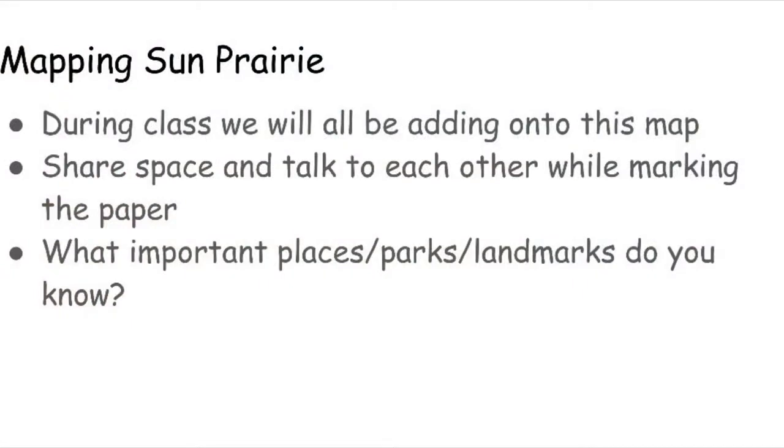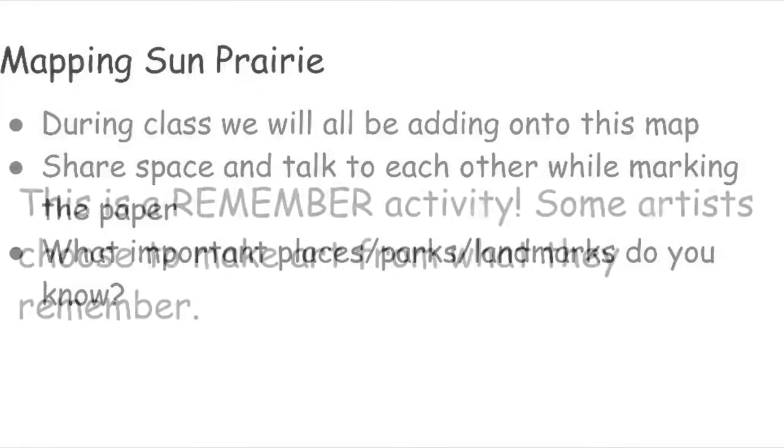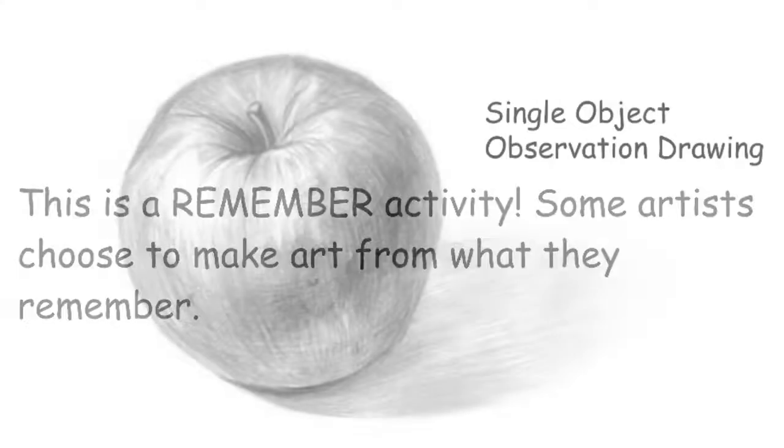During class, as we rotate through the stations, we will all be adding onto this map, so it's important to share space and talk through our ideas with one another before marking the paper. Ask yourself, what important places, parks, and landmarks do you want to show on the map? This is a remember activity. Some artists choose to make art from what they remember, so please show me what you remember about Sun Prairie.